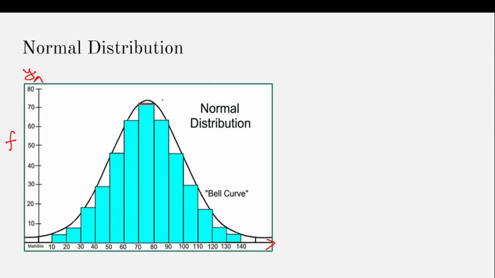So if we draw a smooth curve to represent this histogram, we get a bell-shaped curve, and we call this bell-shaped curve the normal distribution or the Gaussian distribution.